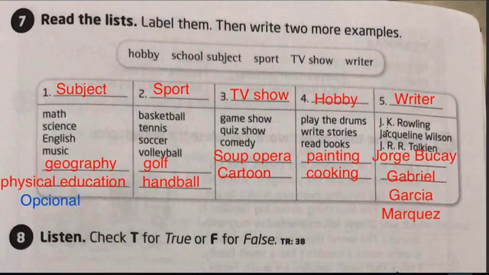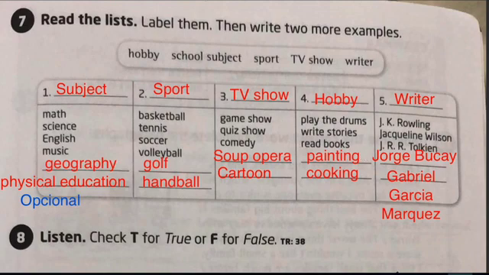Then writer, escritores, okay? Because here we have J.K. Rowling, maybe you know this because of Harry Potter, Jacqueline Wilson, J.R.R. Tolkien, and I wrote two more, Jorge Bucay, and the other one is Gabriel García Márquez, that maybe you know because of Cien años de soledad, okay? Is his book.